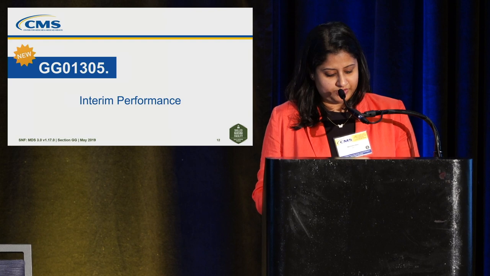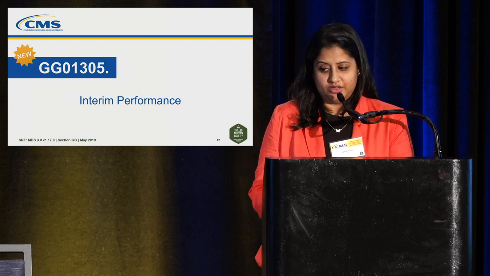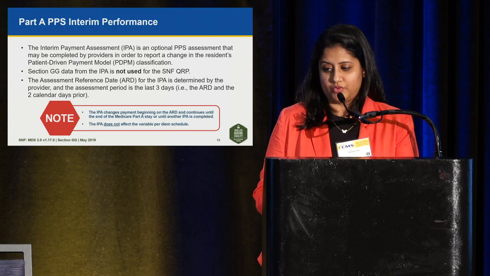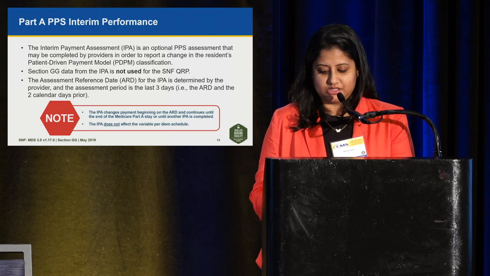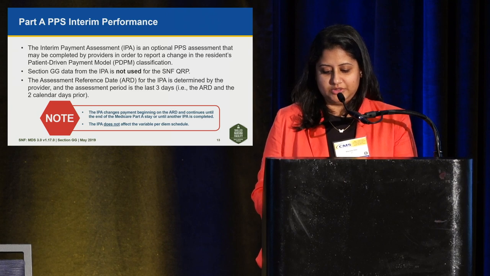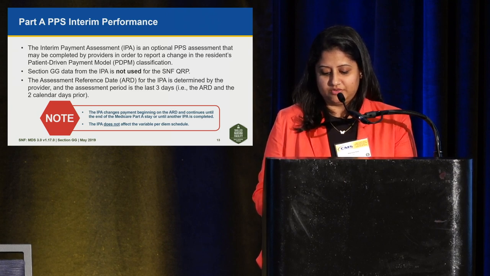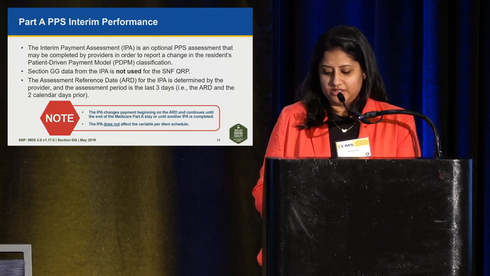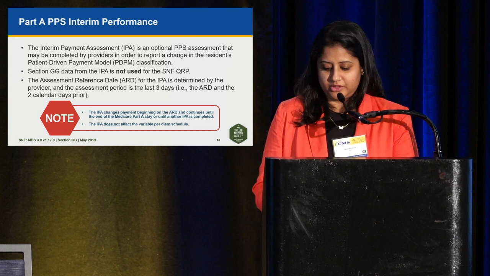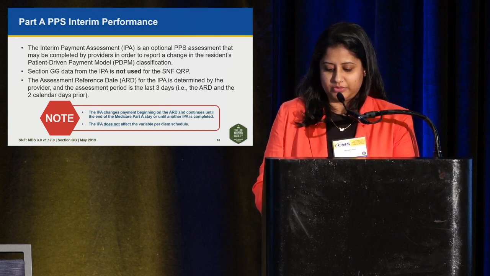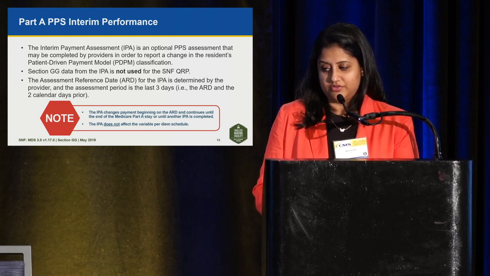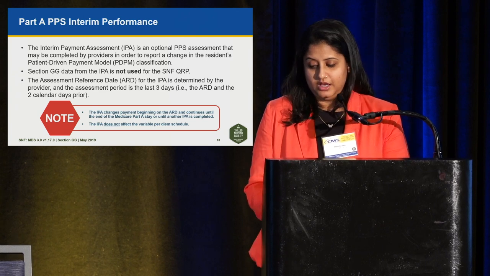I know this was mentioned earlier, but this is one of the new items, GG0135, interim performance. This is added to support PDPM's unscheduled PPS assessment, and it's not used for the SNF QRP, but is collected for the PDPM. When completing the IPA, the assessment period or look-back period reflects what the assessment period or look-back period is for the items being completed. Section GG data, as I mentioned, is not used for the SNF QRP.